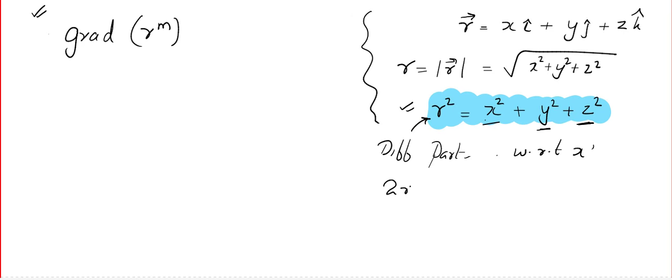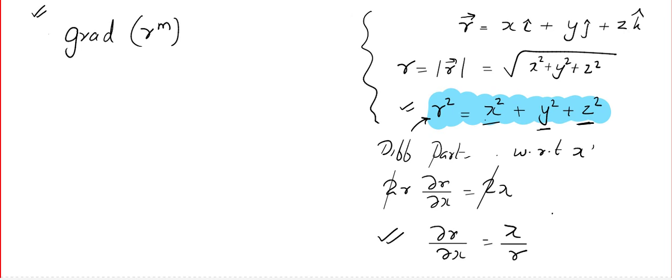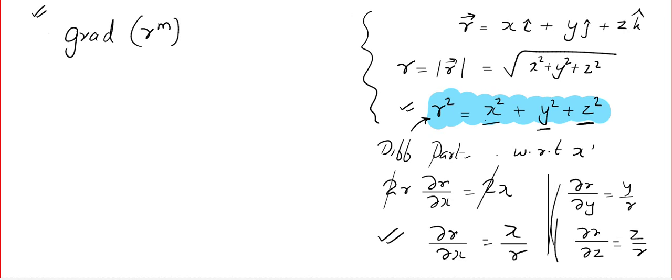So we get 2r times the partial derivative of r with respect to x equal to 2x, which eventually gives me dou r by dou x is equal to x by r. And because of symmetry, I'm not going to do the other stuff. I'll get the partial with respect to y to be y by r, and the partial derivative with respect to z will be z by r. Okay, now we are ready for the gradient of r power m.